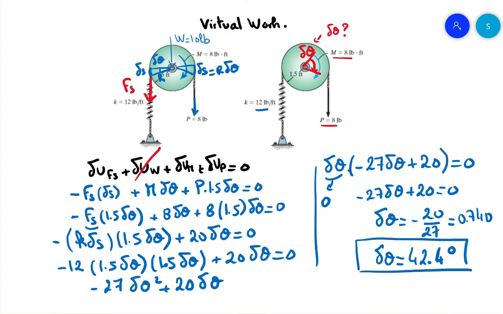So it's more than a little delta theta. It's a little bit more displacement, but that's a way to find the equilibrium. After almost 45 degrees, 42 degrees, your wheel will be at equilibrium between the force of the spring, the moment, and the force P.